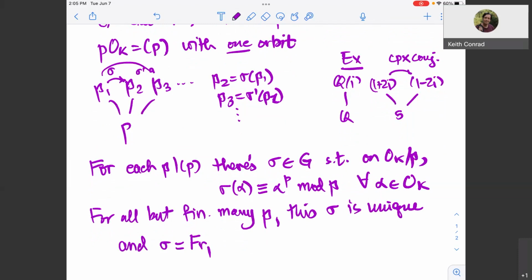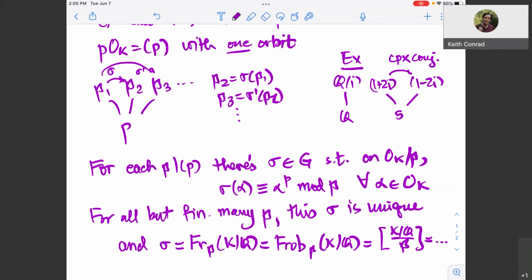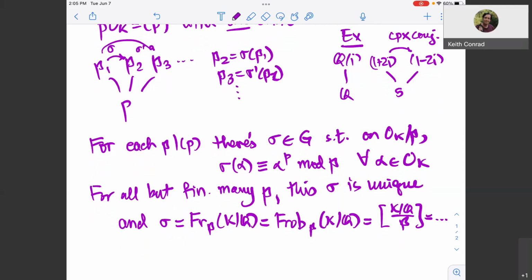And then we call it the Frobenius element. There are all kinds of notations people might write, which can range from the reasonable to the strange. I'm just going to write things like that, and we call this the Frobenius element at the prime ideal. For a finite number of them it's ambiguous, so we don't make a definition there, but almost all the time there's one such thing.